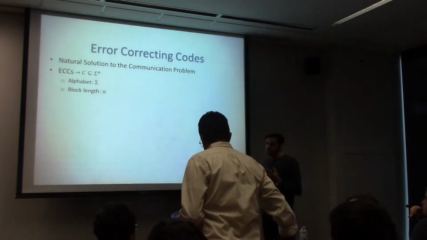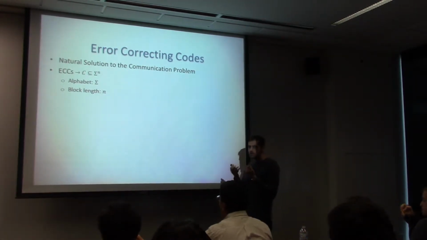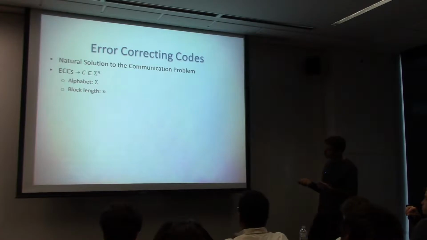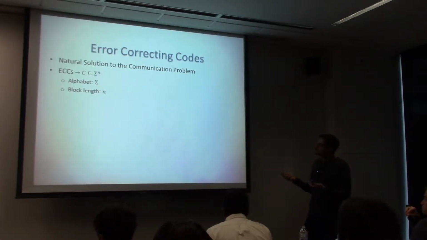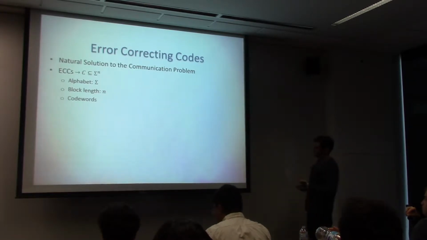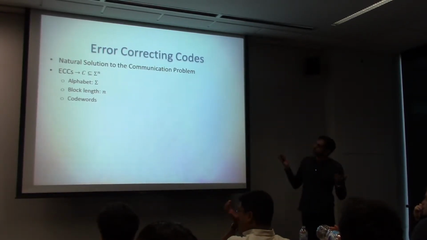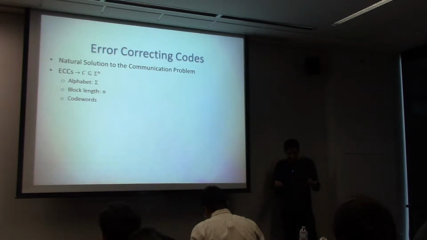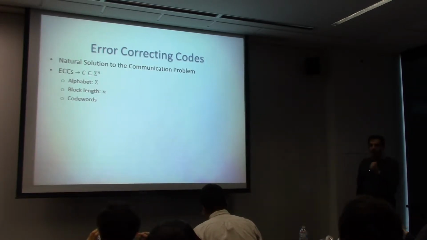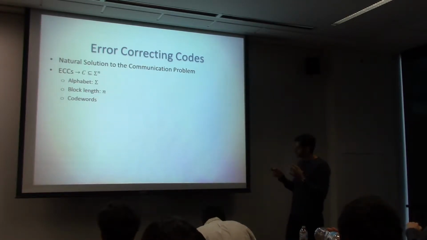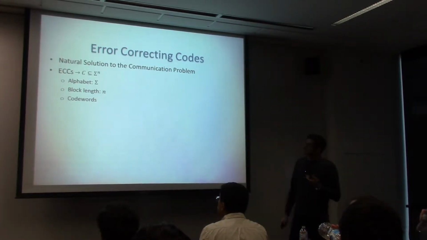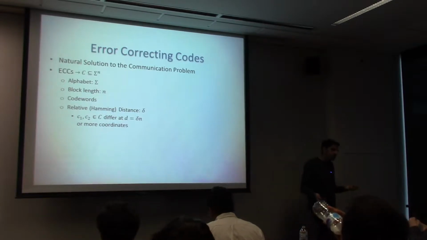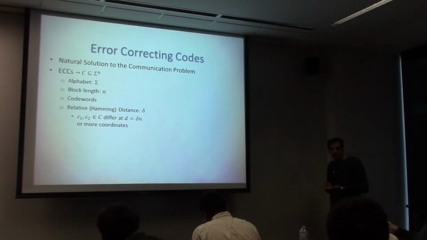An error-correcting code is simply a subset of sigma to the n, which is the set of all strings over alphabet sigma of length n. We call sigma the alphabet and n the block length. This is just some notation. And we will refer to members of this subset or code as code words. Now, the strategy that Alice and Bob have to employ is that Alice only commits to sending one of the members of this subset. So Bob already knows that the string that Alice is going to send is one of the members of C. And we are looking for a good property which would allow Bob to uniquely recover what was the string that Alice originally sent.